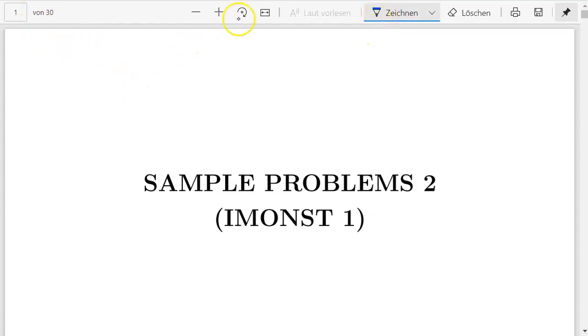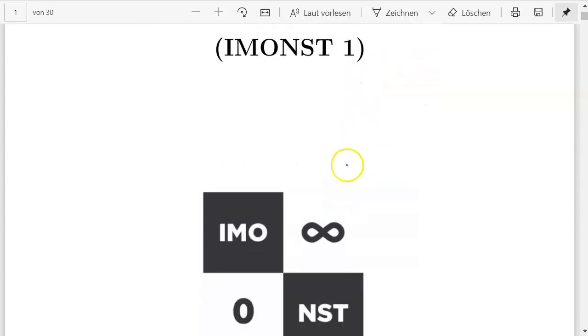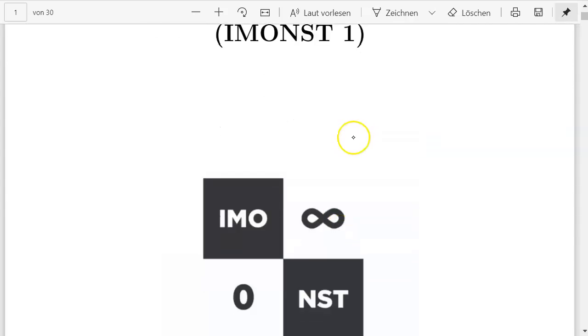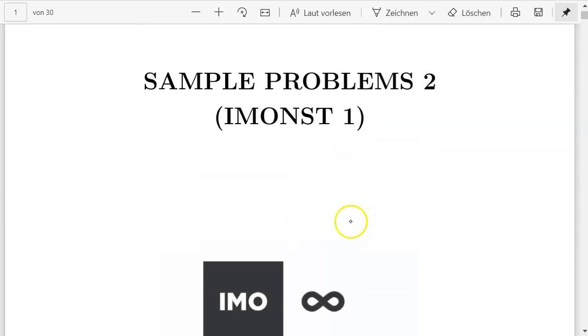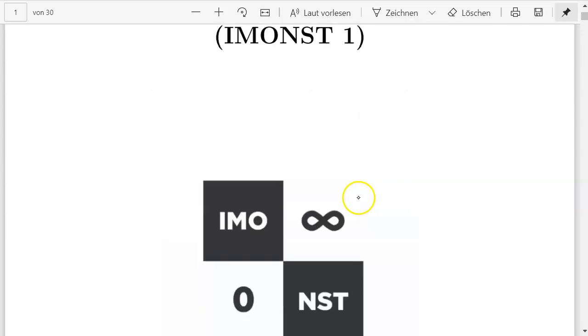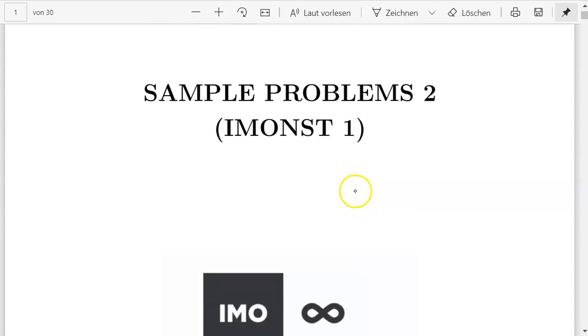And now I'll be continuing to discuss IMONST problems. To help us prepare better for the contest, the organizer has uploaded a new sample paper to the website. I'll link the website down below.